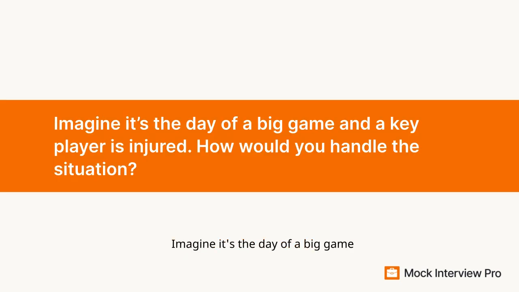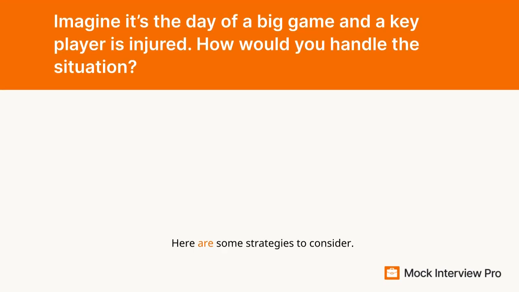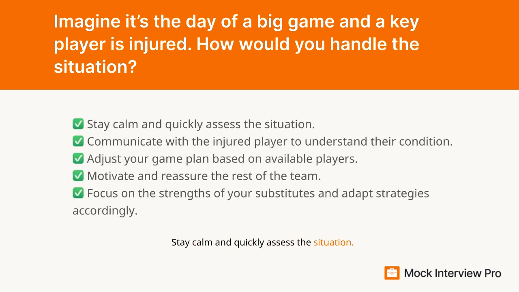Imagine it's the day of a big game and a key player is injured. How would you handle the situation? This question evaluates your problem-solving skills and adaptability under pressure. Here are some strategies to consider. Stay calm and quickly assess the situation. Communicate with the injured player to understand their condition. Adjust your game plan based on available players. Motivate and reassure the rest of the team. Focus on the strengths of your substitutes and adapt strategies accordingly.